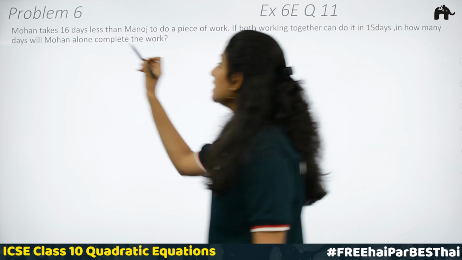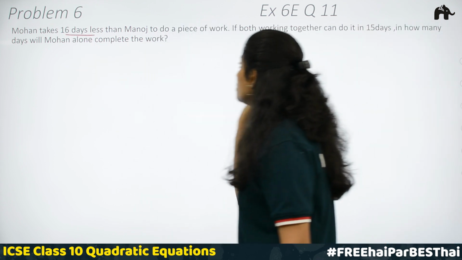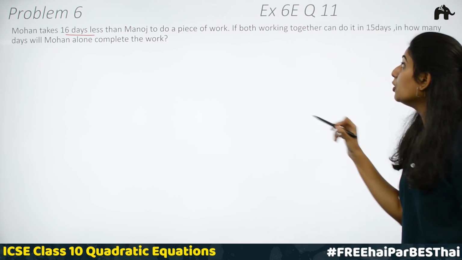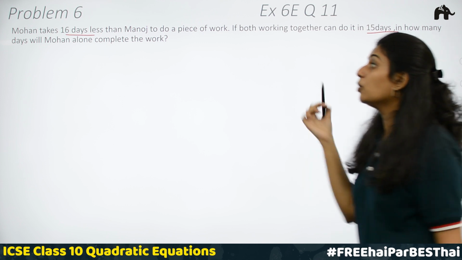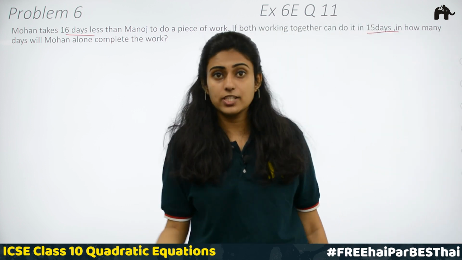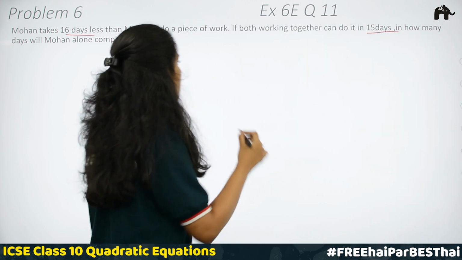Next problem, problem 6, question 11 of exercise 6E. Mohan takes 16 days less than Manoj to do a piece of work. If both working together can do it in 15 days, in how many days will Mohan alone complete the work? This is a work related question.